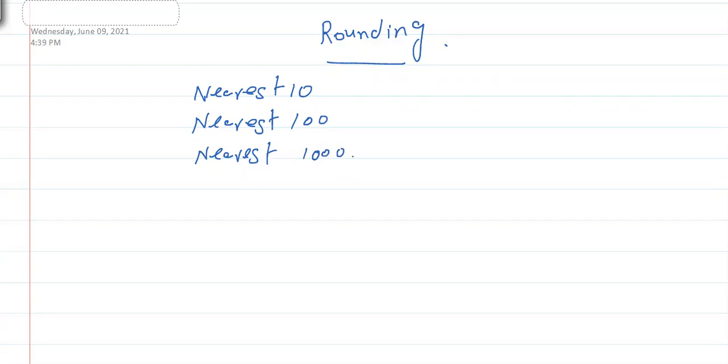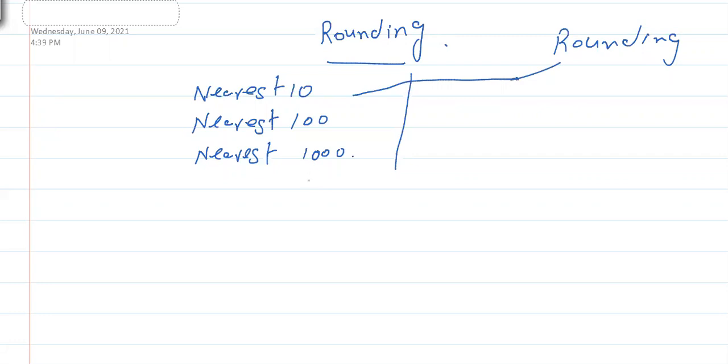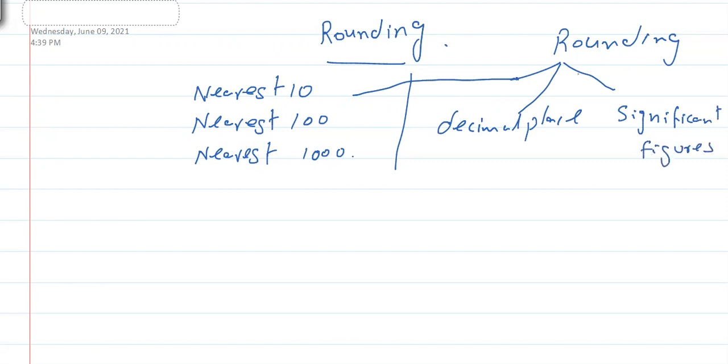Basically, in our IGCSE, we have the types of rounding that you have to take. This is the first type of the rounding where you have to round to the nearest 10, 100, 1000. Then second will be rounding to a required decimal place. And third type, significant figures. And the fourth type of rounding will be to a whole number.